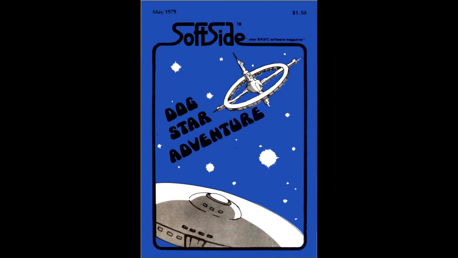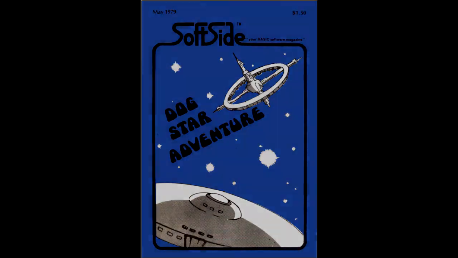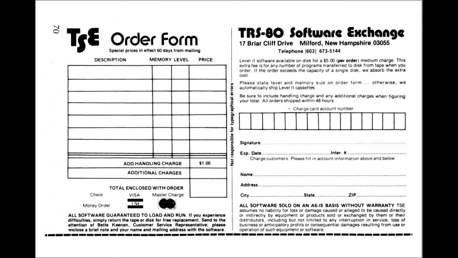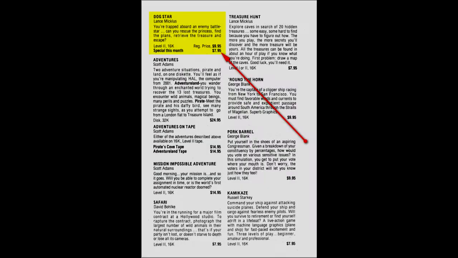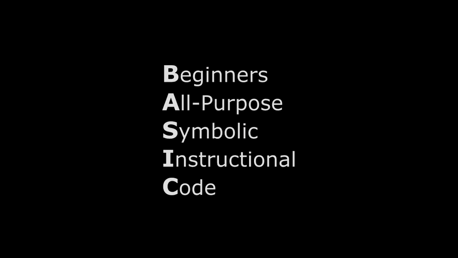Manually entering basic code from a SoftSide Magazine type-in was not the only way to get a copy of Dogstar Adventure. You could purchase the game already typed in for a Model I on a cassette from the TRS-80 Software Exchange for $9.95, or on special the month of May 1979 for $7.95. But that was also in BASIC, which was and still is known for being a slow, plodding interpreter language. What if you did not want to type it in and you wanted it to run fast?